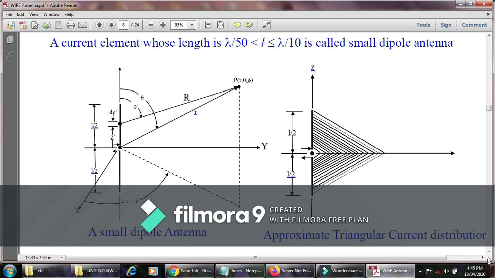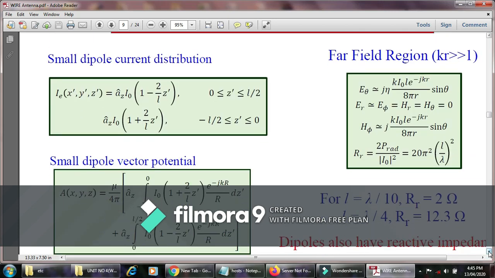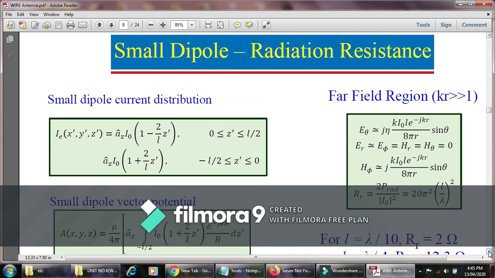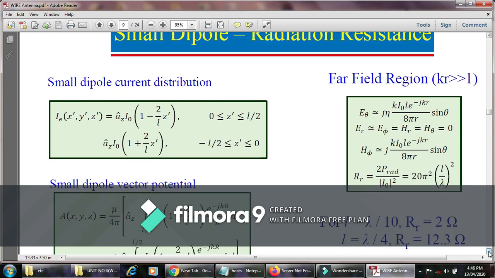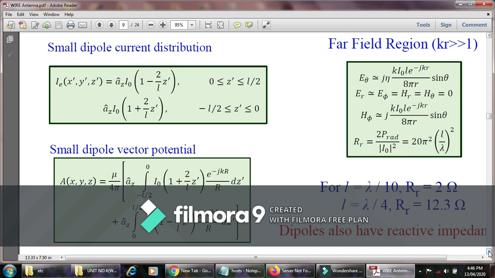Then we move to the next point, which is the small dipole antenna radiation resistance. Basically the radiation resistance is calculated as twice the radiated power upon the square of the total current flowing through the antenna, which is equal to 20 pi square (L upon lambda) whole square. For length L equal to lambda by 10, the radiation resistance is 2 ohm. If the length of the antenna is lambda by 4, then the radiation resistance is 12.3.